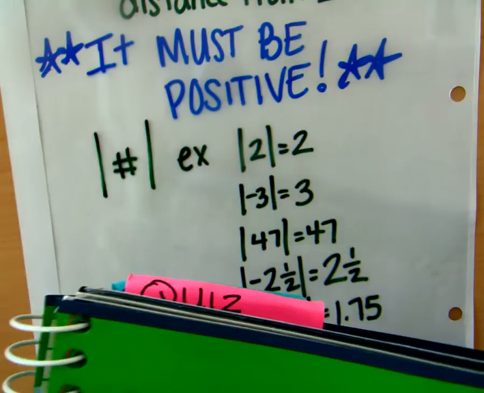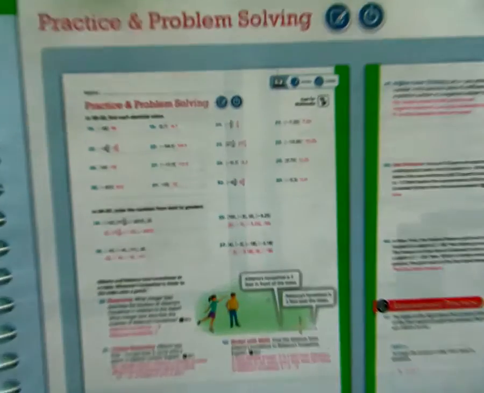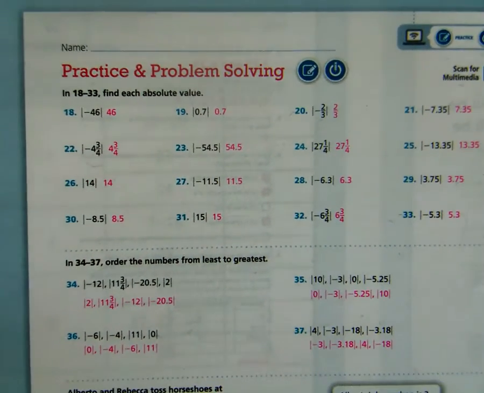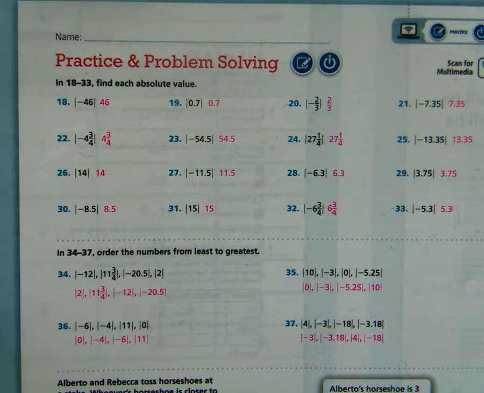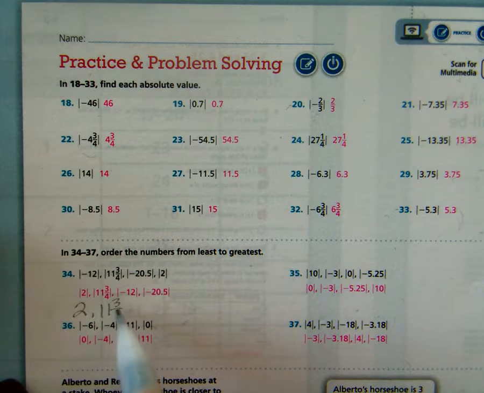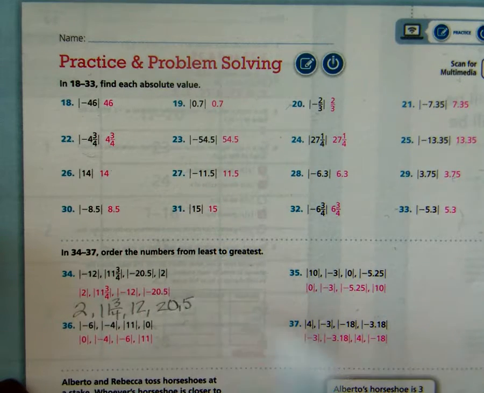Here are the answers for workbook page 81. It'll take a second to autofocus here. Zoom out a little bit. Okay, and I would also accept these answers just as 2, 11 3/4, 12, and 20.5.